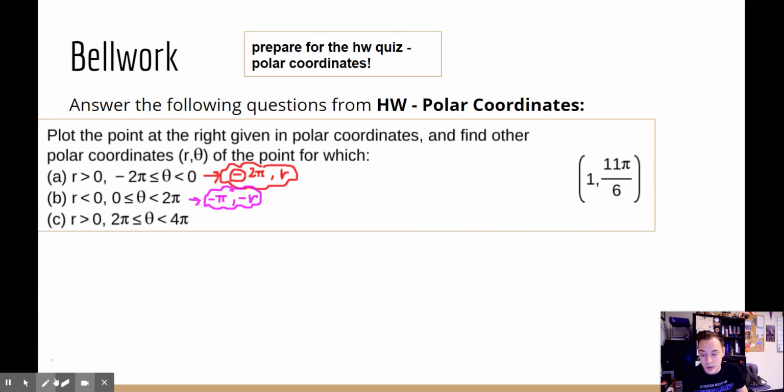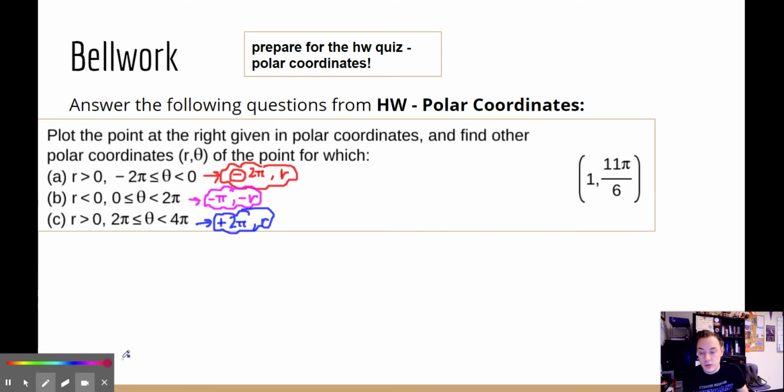And now my last one, let's switch to blue here. My last one, it's also negative r because it's less than 0. And this is going to be greater than 0, which means my r is going to be the same. And since it's between 2 pi to 4 pi, I want to enlarge that angle, which means I'm going to add 2 pi, and then this is going to be just r. All right, so subtract 2 pi, r; minus pi, negative r; and then add pi, just straight up r.